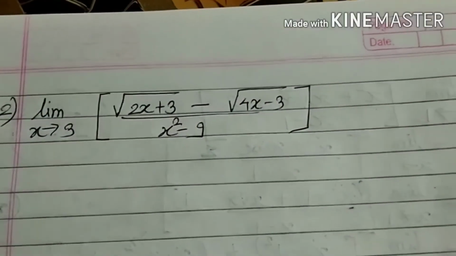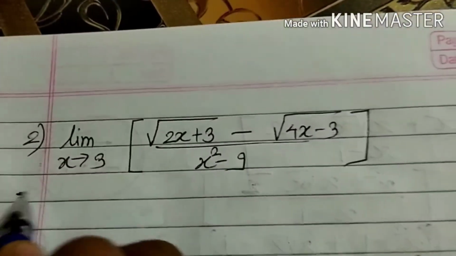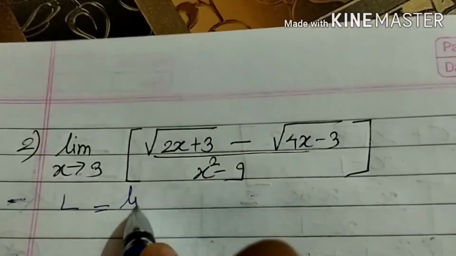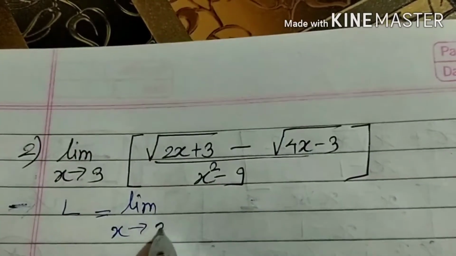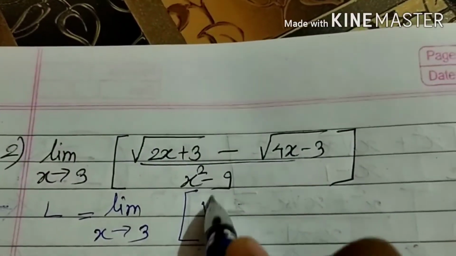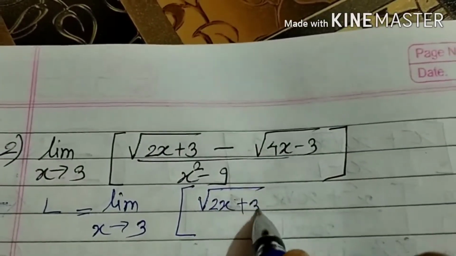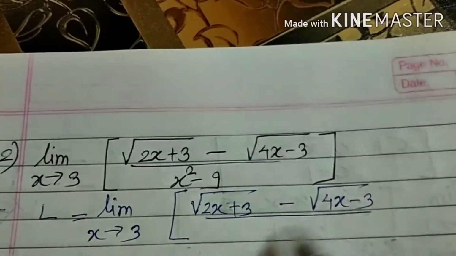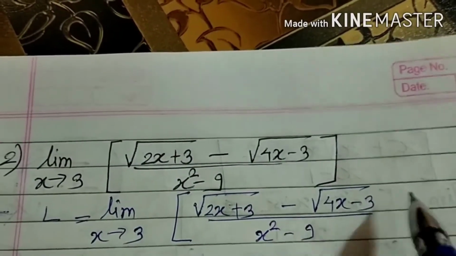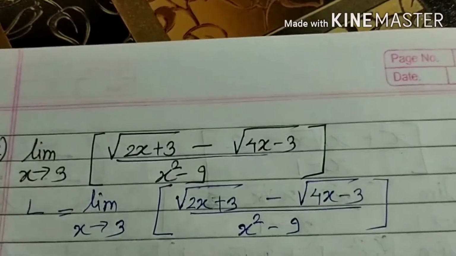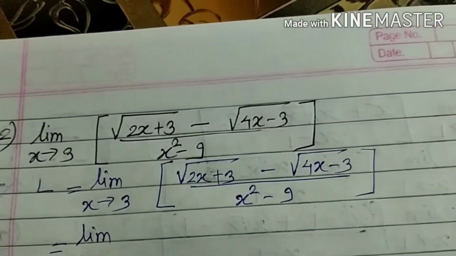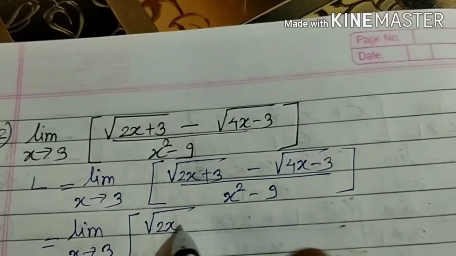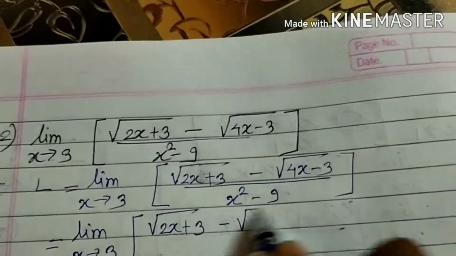So this is our next example. Now take it as L. So limit x tends to 3, root of 2x plus 3 minus root of 4x minus 3, upon x square minus 9. So same method, multiply by its conjugate first. So first write the root of 2x plus 3 as it is.